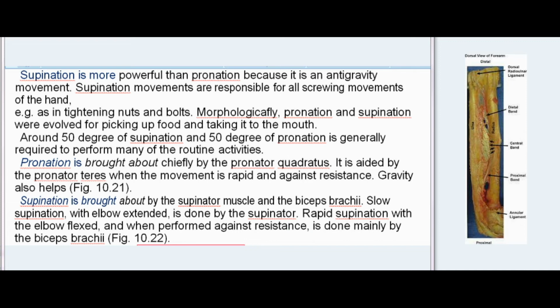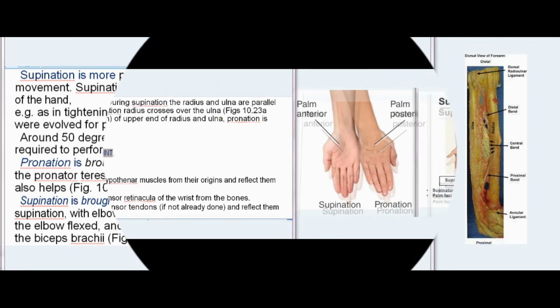Pronation is brought about chiefly by the pronator quadratus. It is aided by the pronator teres when the movement is rapid and against resistance. Gravity also helps, Fig 10.21. Supination is brought about by the supinator muscle and the biceps brachii. Slow supination, with elbow extended, is done by the supinator. Rapid supination with the elbow flexed, and when performed against resistance, is done mainly by the biceps brachii, Fig 10.22.